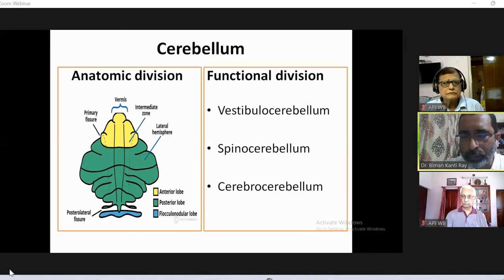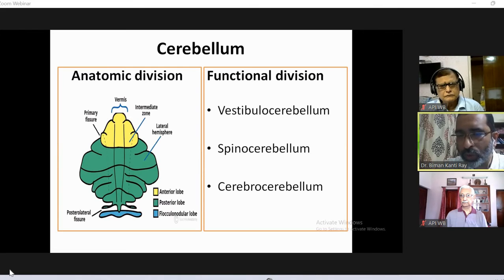When you talk of functional classification, cerebellum is divided into 3 parts: vestibulocerebellum, spinocerebellum, and cerebrocerebellum. That is the cerebellar hemisphere. Phylogenetically, this vestibulocerebellum is the oldest part of the cerebellum. It is also called archicerebellum. And if you relate this functional division, vestibulocerebellum, to anatomic division, it corresponds to the flocculonodular lobe. So flocculonodular lobe is equivalent to vestibulocerebellum, is equivalent to archicerebellum.